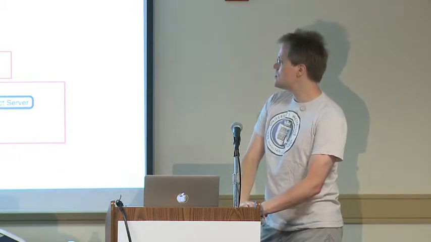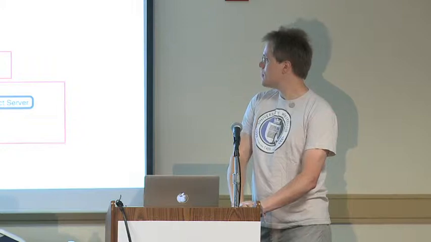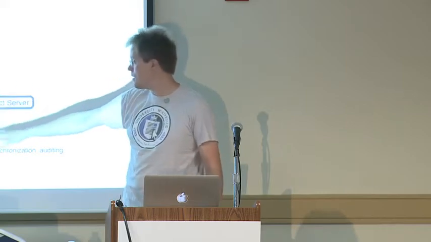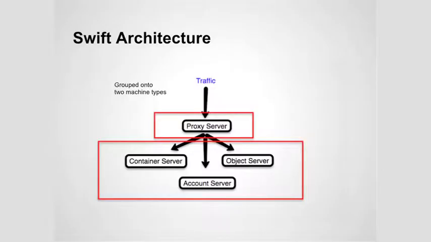We've grouped these servers into two machine types. I should mention, in addition to these four main server processes, there are a number of background processes that are not involved in real-time requests, but are responsible for keeping integrity within the cluster, taking care of failed nodes, moving data around as you increase the size, and so on. So we've grouped them into two different machine types.